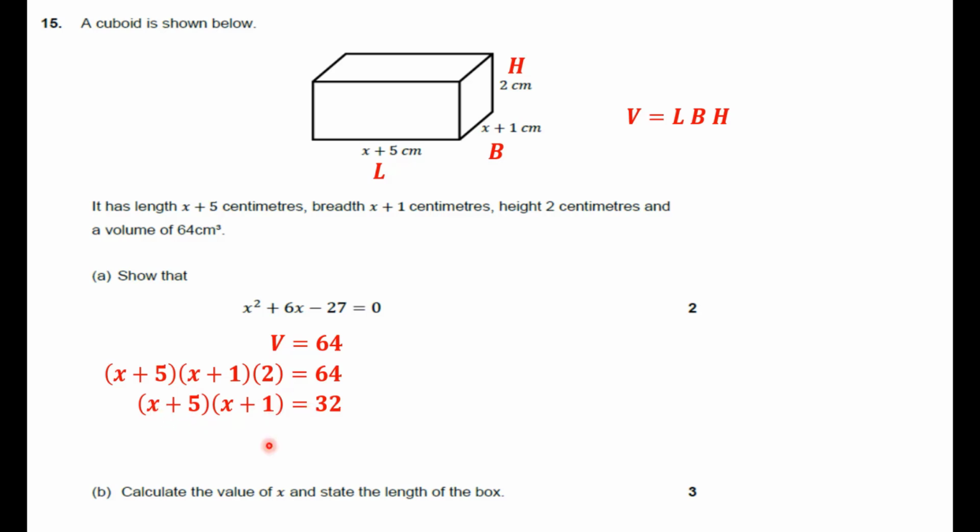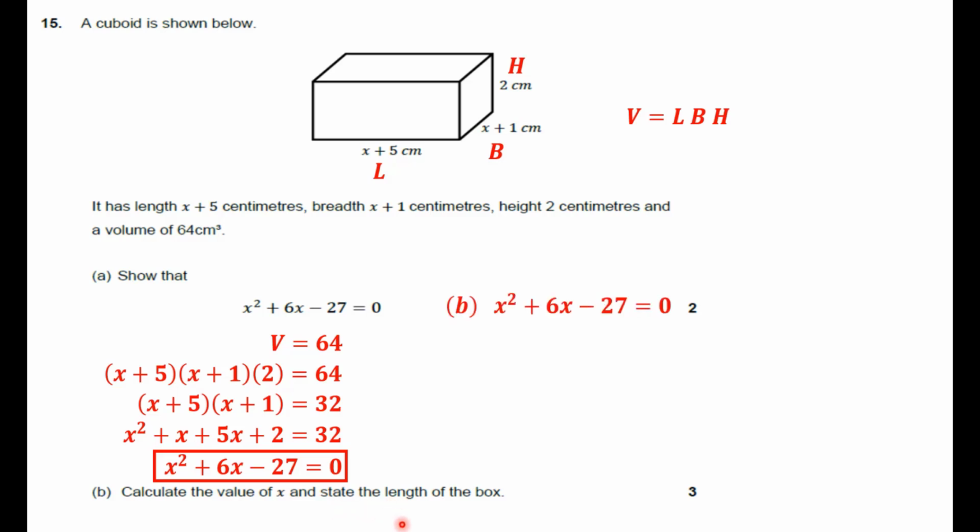And then if you multiply this out, you're going to get x squared plus 5x plus 2 equals 32, just multiplying these out. The 2 middle ones can go together here. And there's x squared plus 6x, take away 7, equals 0, and that's what we wanted to show, 2 marks. Now we want to get the value of x and state the length of the box.